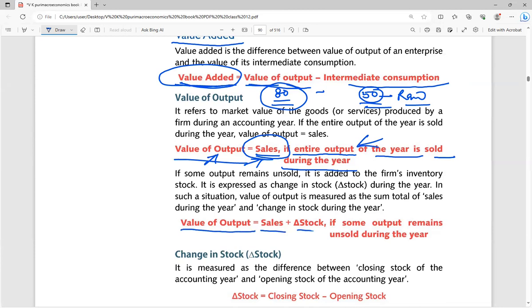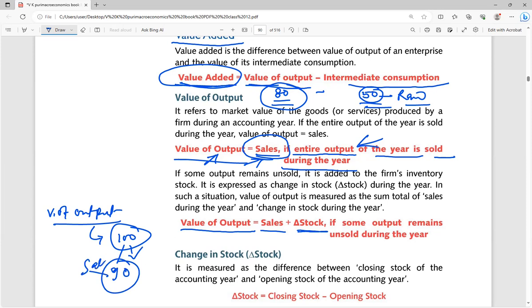When there are sales and also change in stock, that is, some of the goods you produce remain unsold, at that time we take the change in stock also. What is the meaning of that? We compute value of output per one year, correct or not? Say I produced 100 units, and this 100 units is my output, but out of 100 units I sold 90 units. So 90 units is the sales, correct? And 10 units is still stock, correct or not? This stock becomes change in stock. How is it change in stock? Let's see.